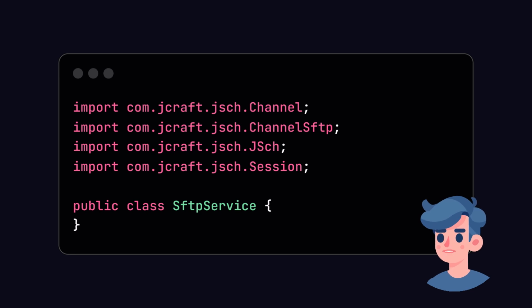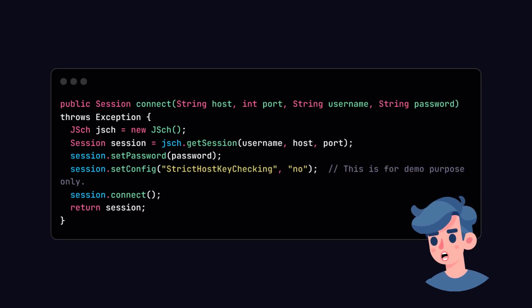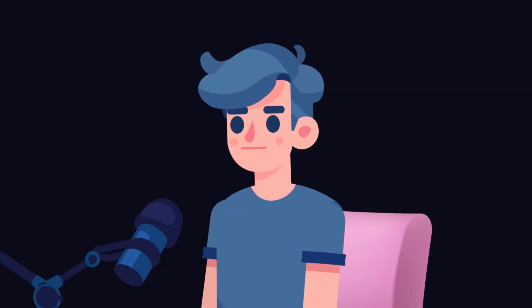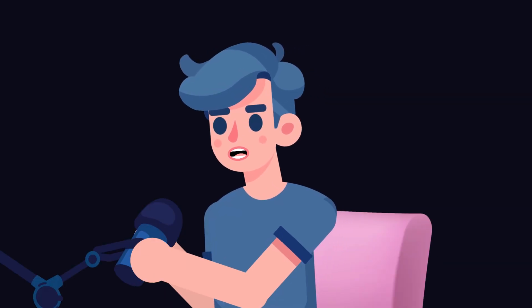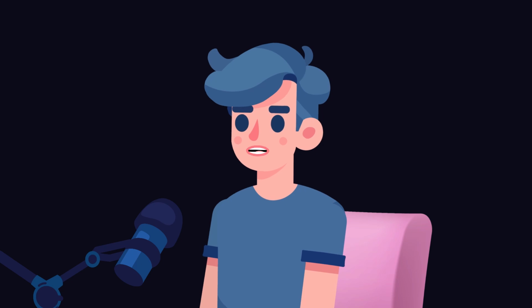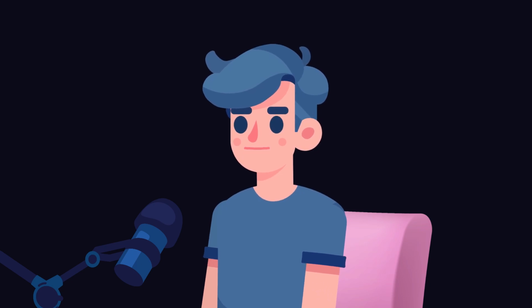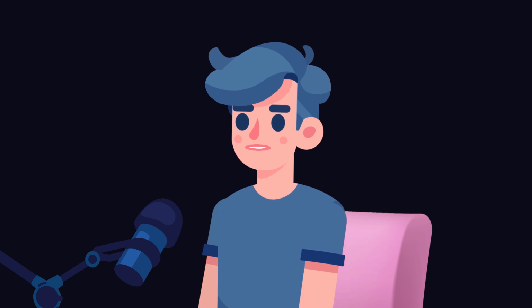Next, let's create a Java class called SFTPService. This will be our main controller for all SFTP operations. In this class, we will establish the connection to the SFTP server. Let's start by adding a method to connect to the server that takes in the hostname, port, username, and password. Remember, in a production environment, you should manage known hosts securely instead of setting StrictHostKeyChecking to no. This line prevents SSH key verification, which is important for security.